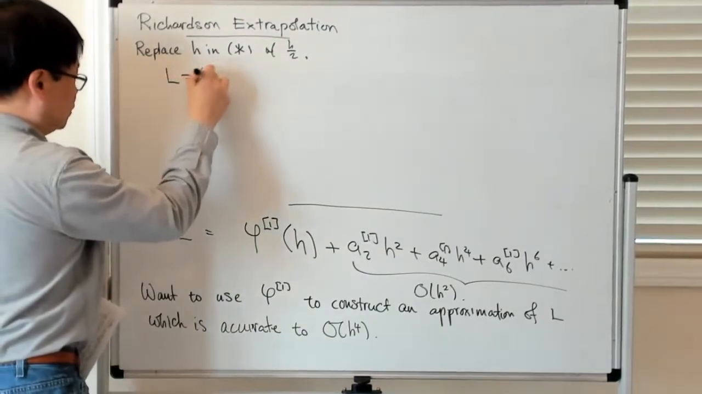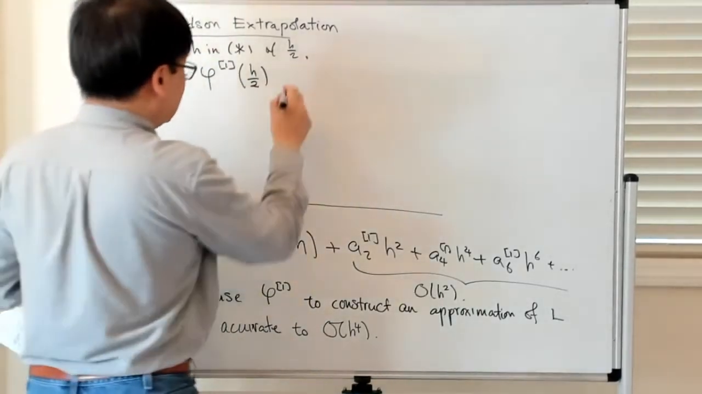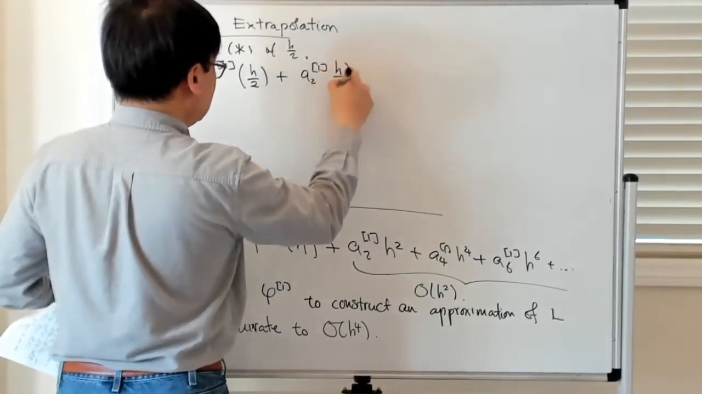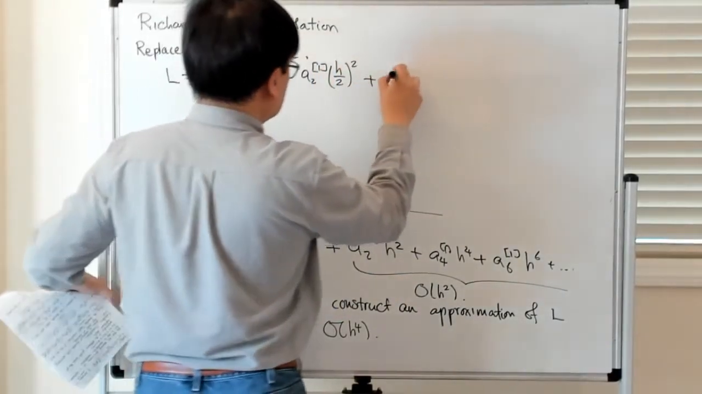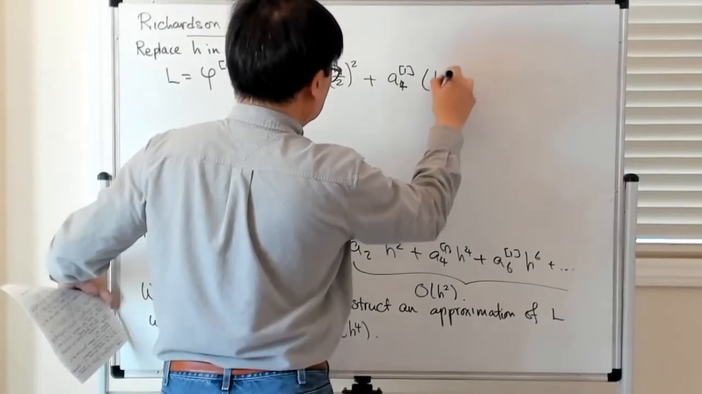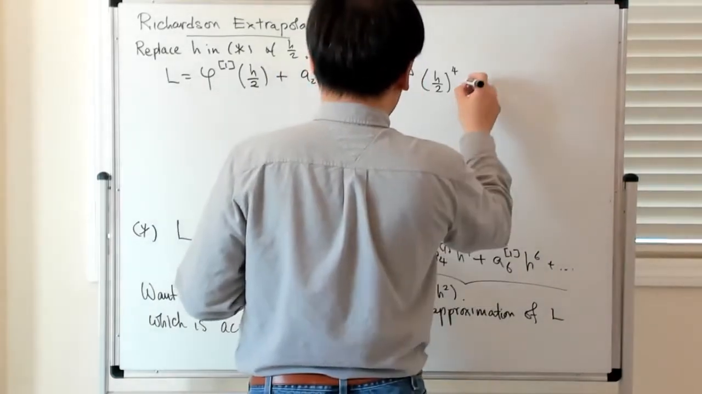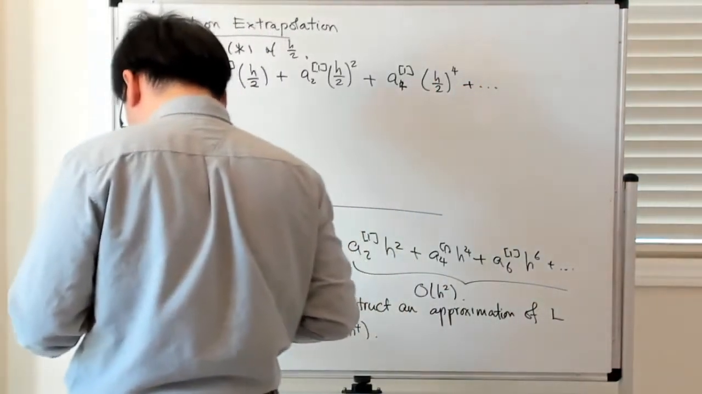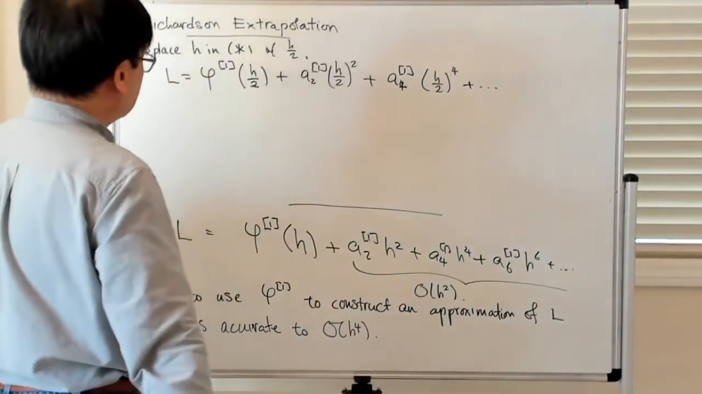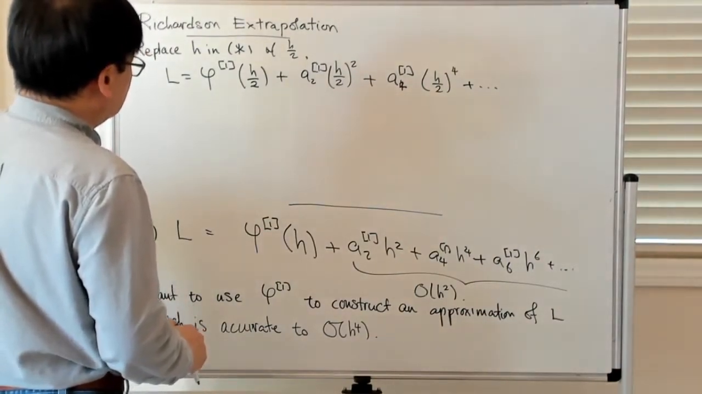So L is equal to phi 1 evaluated at h over 2, plus a21, and every time I see an h, I replace it with h over 2: h over 2 squared, plus a41 times h over 2 to the 4th power, and so on. I don't really want to worry too much about it. So what can I do here?